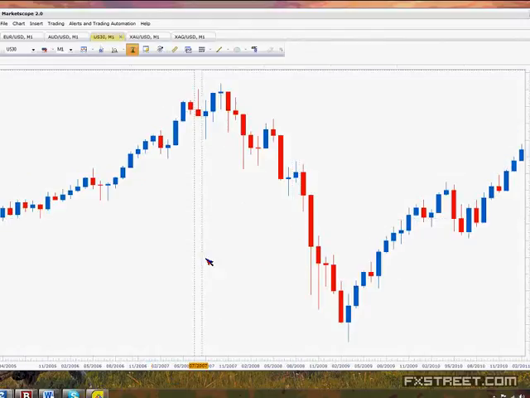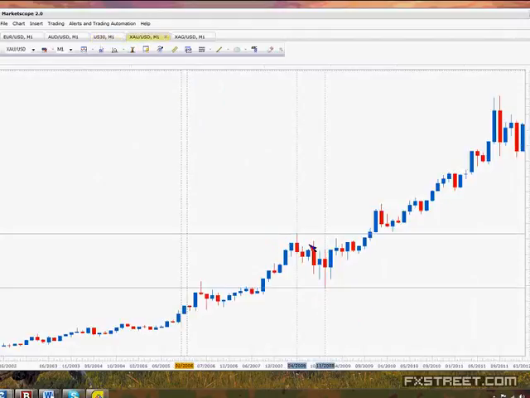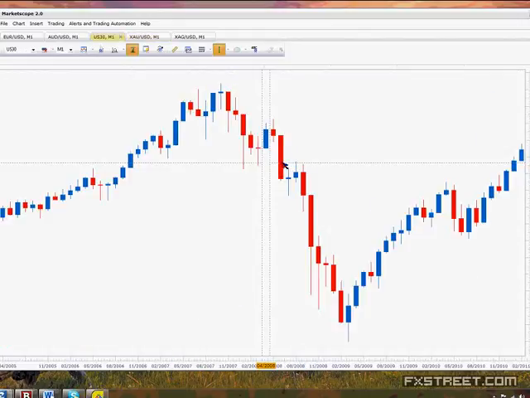So let me go back. Sorry, I'm getting a little confused. April to November. Let me go and just draw my lines. April 2008 to November. That's what I want you to see.